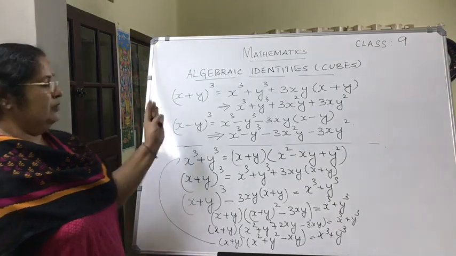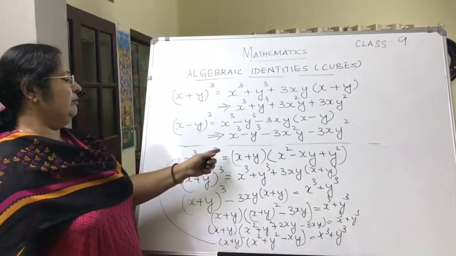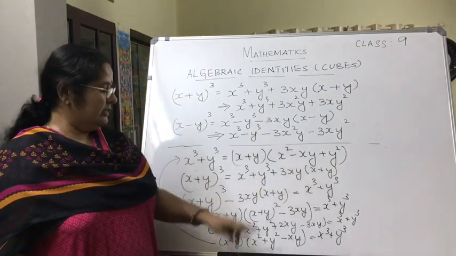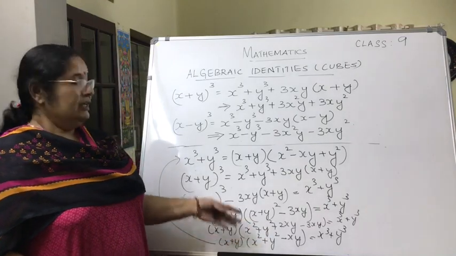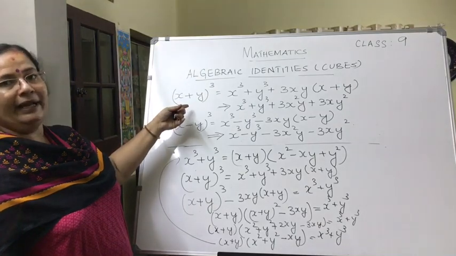I have written it on the right hand side, that's the only difference. So x cube plus y cube will be equal to x plus y into x square minus xy plus y square. This minus xy I have written last. That's the only difference. So, understood how to get this identity from the cube identity.